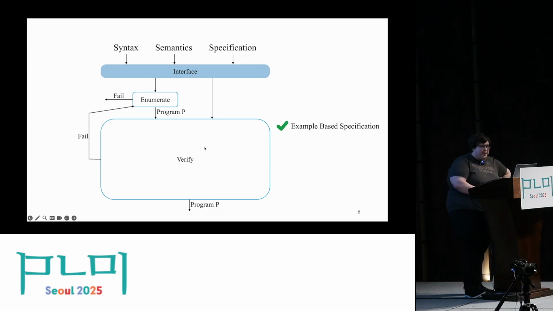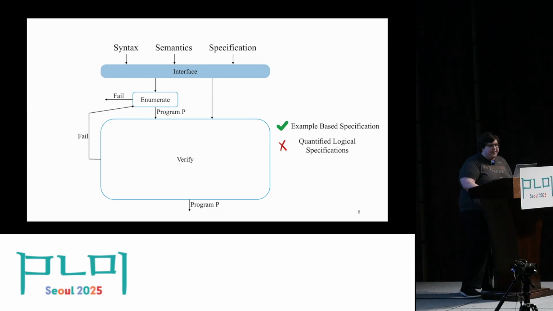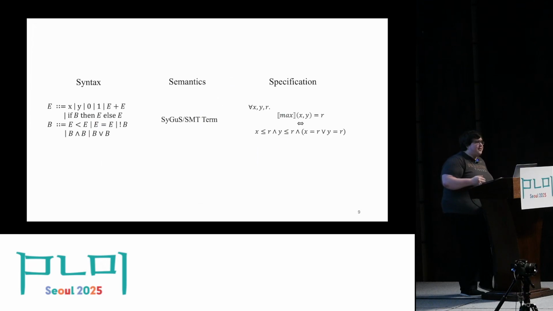When the specification is just example-based, this is already done by the original work on SemGuS. But what happens when we want to use quantified logical specification? This is work that hadn't been done until my paper. And so let's go ahead and talk about this through a couple of examples. So here's, going back to the original example, the max problem. Let's see how we might try to figure this out.